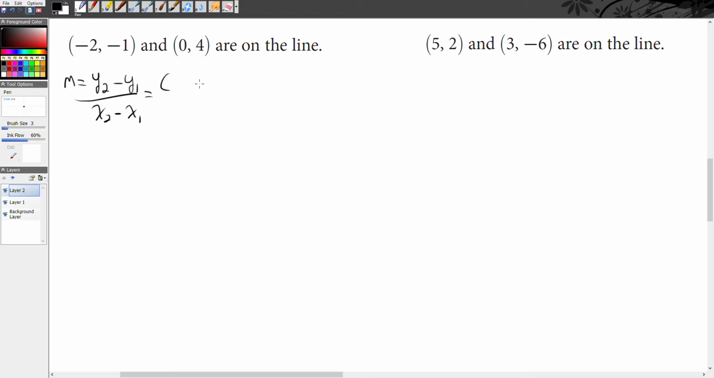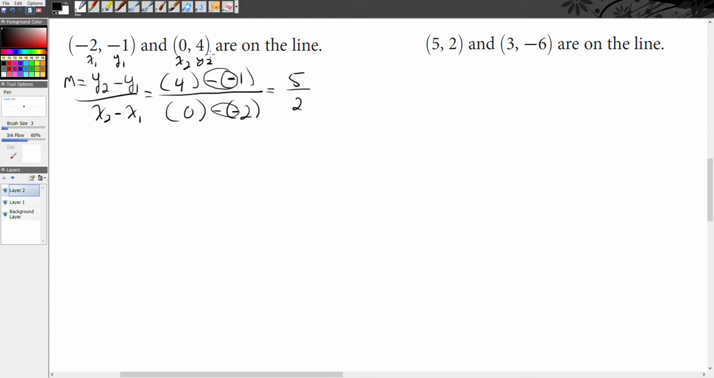And so I'm going to use parentheses here. And I'm going to label this here x1, y1, x2, y2, and I'm going to plug these in. So y2 is 4 minus y1 is -1, and x2 is 0 minus x1 is -2. And so I see some double negatives here. So this is actually 4 plus 1, which equals 5. And this is 0 plus 2, which equals 2.